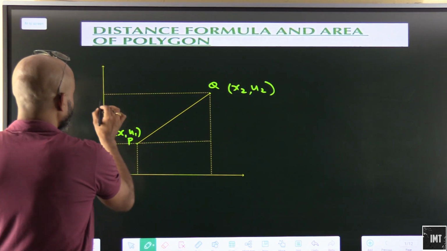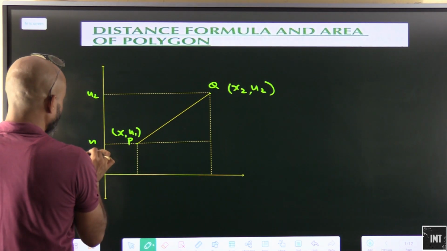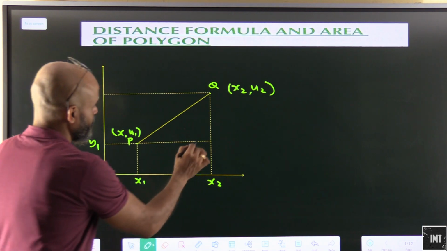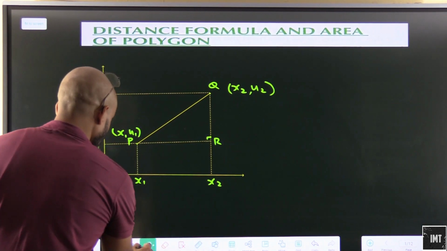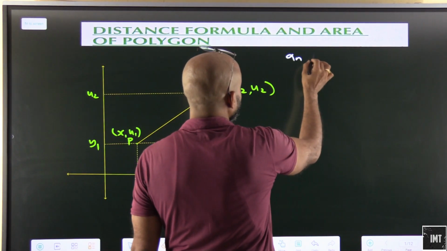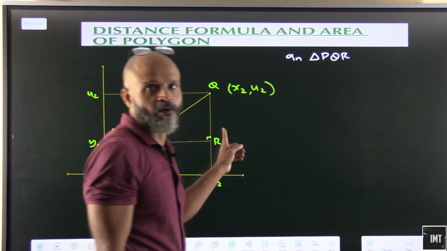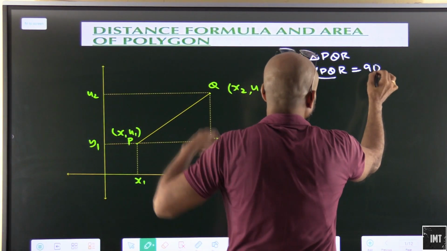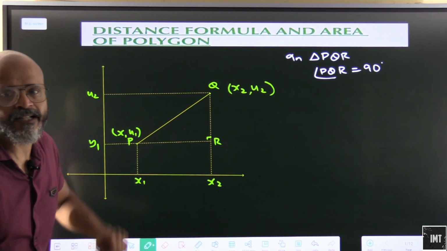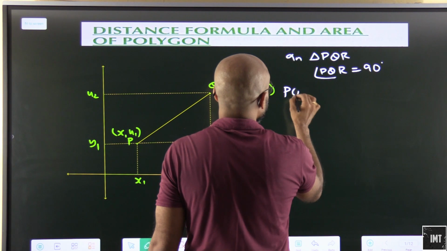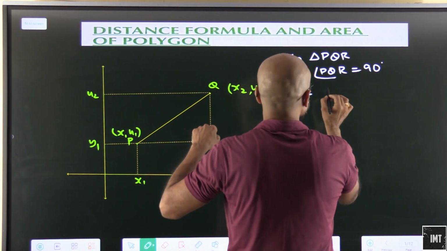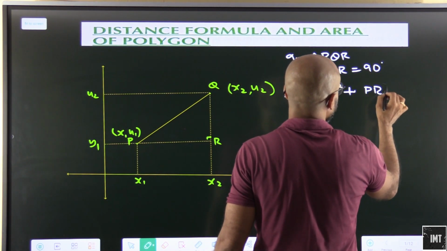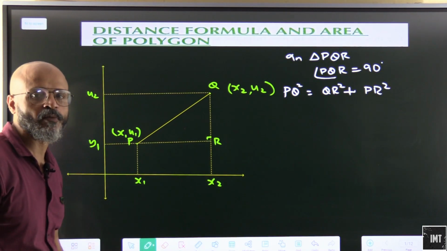Okay, so what do we get here? This will be basically y2, this will be y1, and this will be x1, and this will be x2. Okay, so let's say this is triangle PQR. In triangle PQR, we know that this will be a right angle triangle. Angle PQR will be equal to 90 degrees. So Pythagoras theorem will be basically applicable. So in that case, PQ square will be equal to QR square plus PR square.